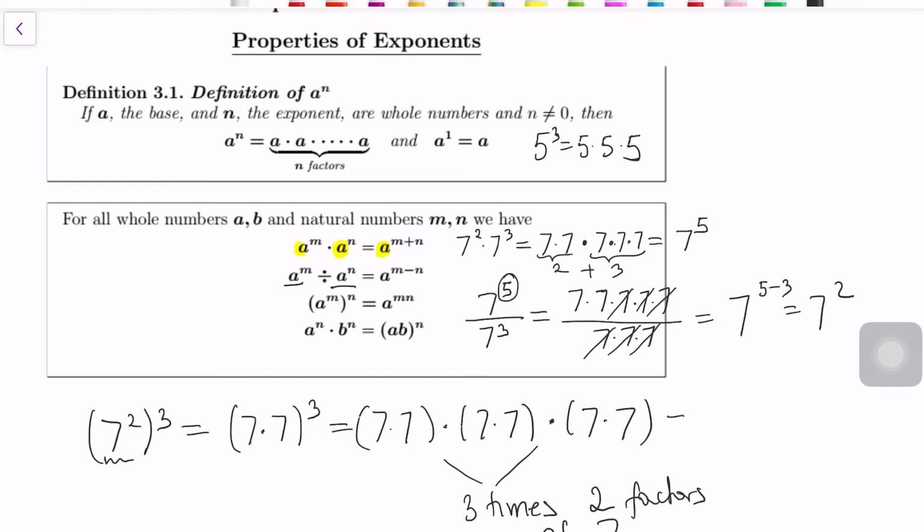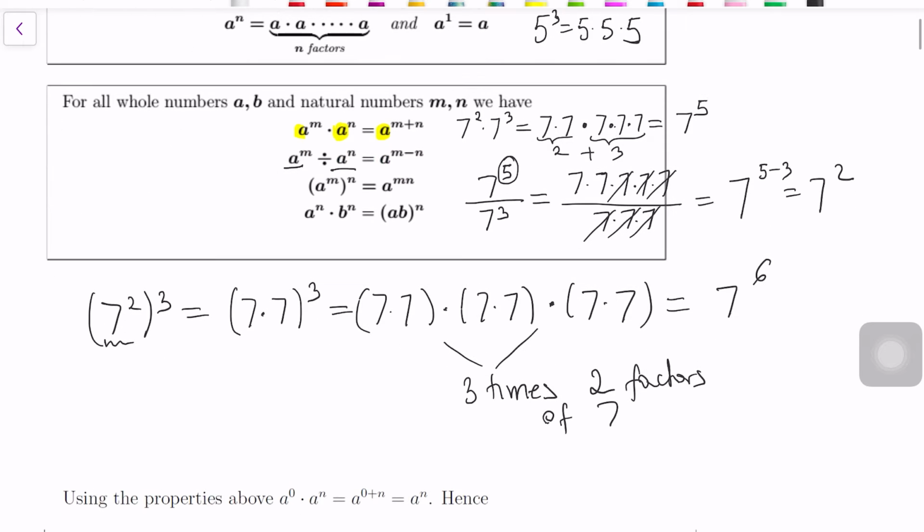So if you count how many factors of 7 you have altogether and you can erase parentheses, you would end up with 6 factors of 7, right? Because we had 3 times 2 factors of 7. So 3 times 2 gives me 6 factors of 7. And finally, what happens if you have 2 different bases, and that's, by the way, the same.